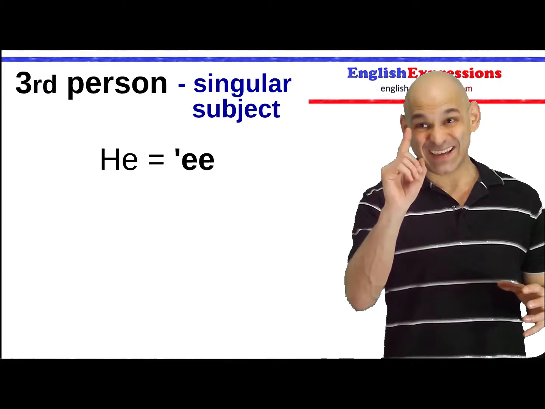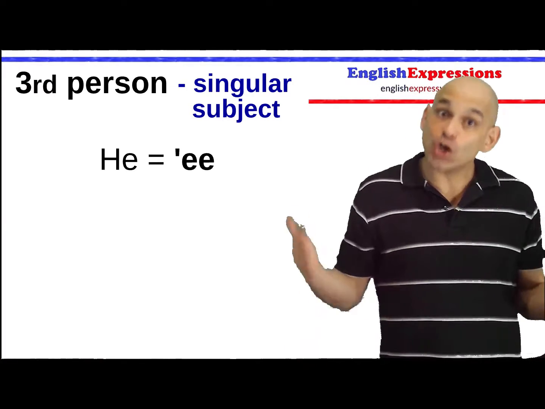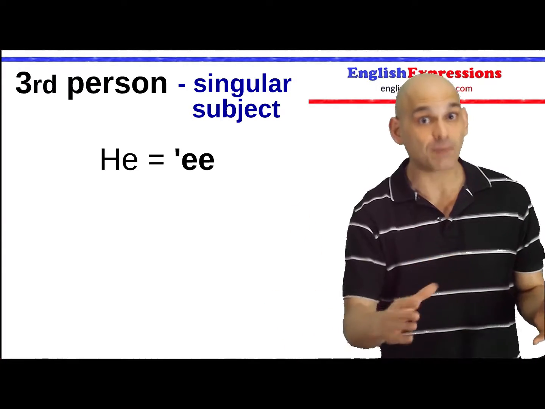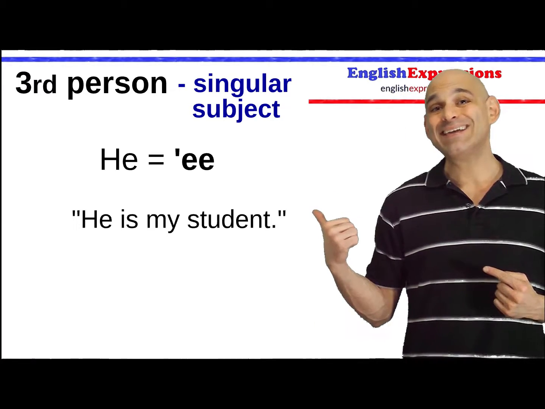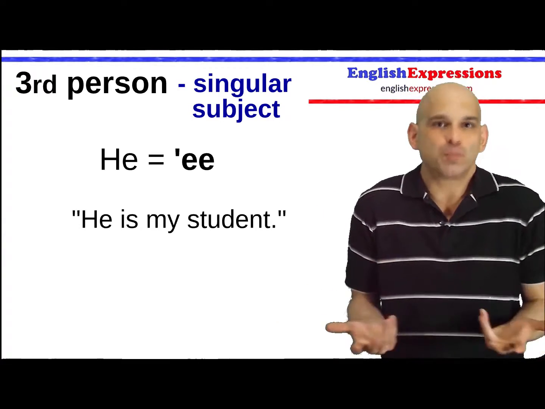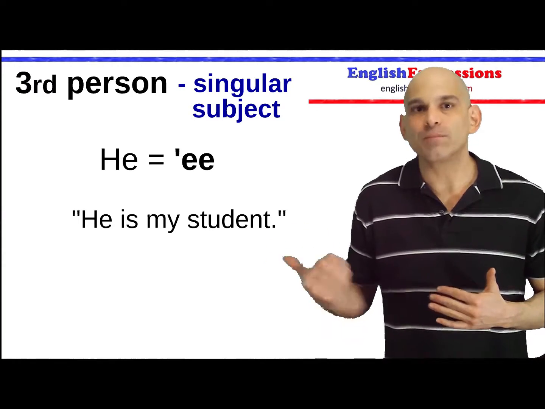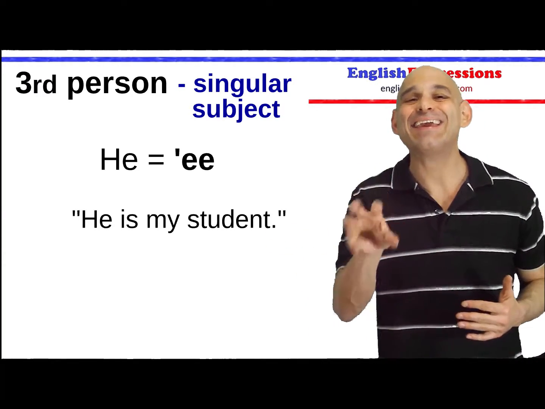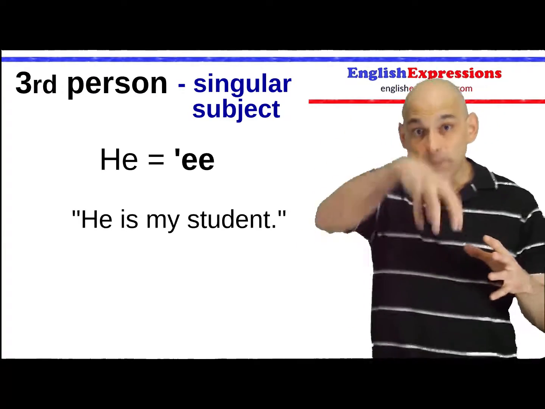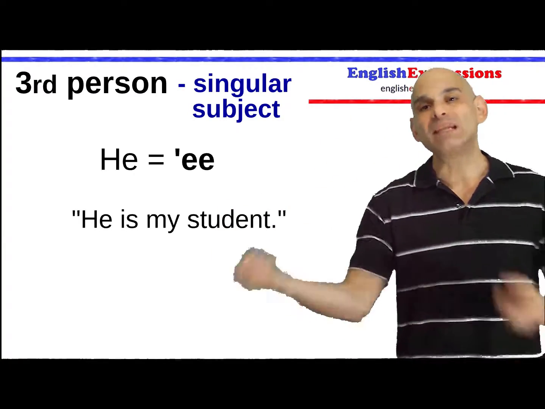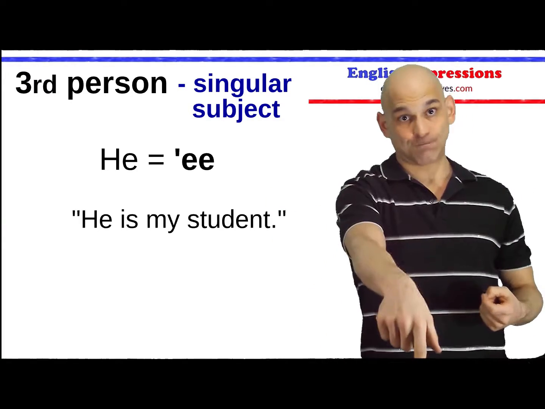So if he is, now it's a subject, right? So many times, most of the time, it will be in the beginning of the sentence. So he is my student. A native English speaker would say, he's my student. They would say he, and they pronounce the H. But if he is in the middle of a sentence, they will probably link and drop the H.